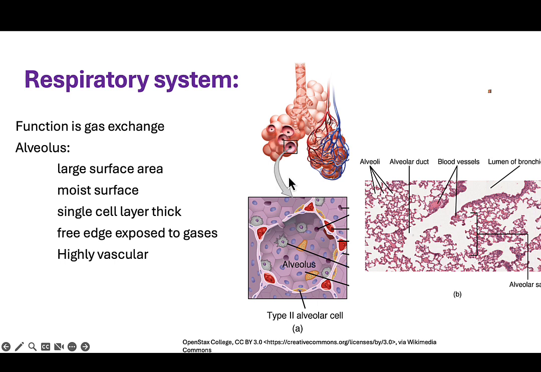The surface is moist for gas exchange. The surface is only one cell layer thick to allow for gas exchange to occur. And of course we've got one free edge that's exposed to the gas for gas exchange. Also, it's wrapped with blood vessels, so it's highly vascular for that gas exchange. So there are some specific examples from the respiratory system.